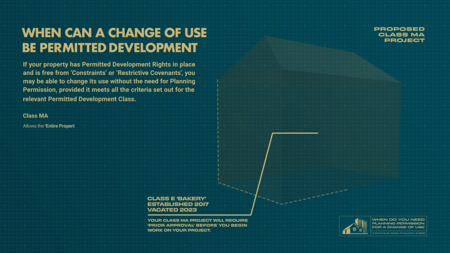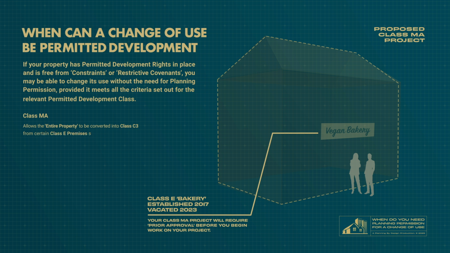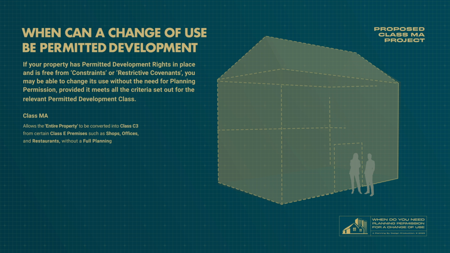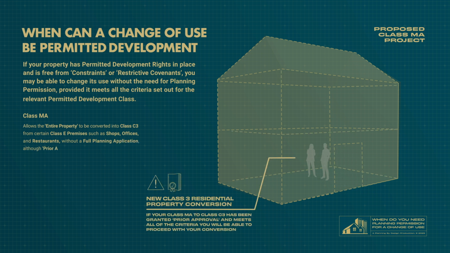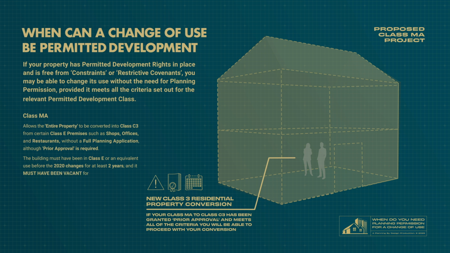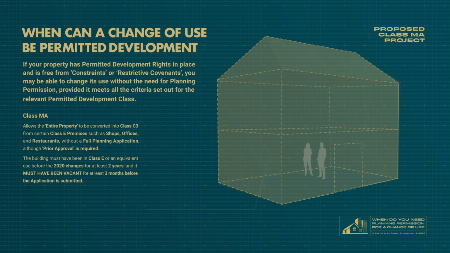Class MA allows the entire property to be converted into Class C3 from certain Class E premises, such as shops, offices and restaurants, without a full planning application, although prior approval is required. The building must have been in Class E or an equivalent use before the 2020 changes for at least 2 years, and it must have been vacant for at least 3 months before the application is submitted.